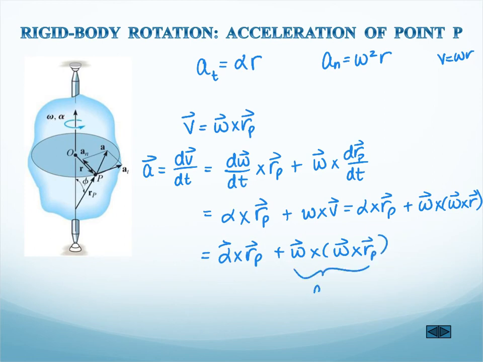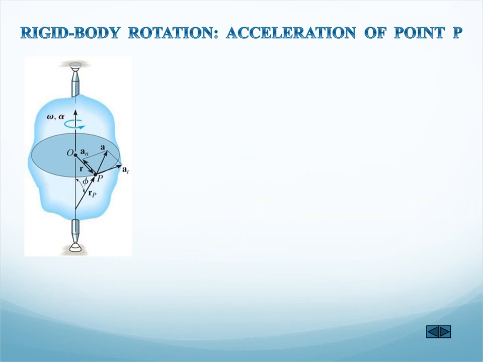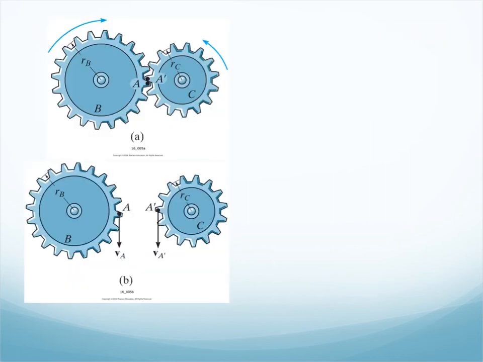This represents the centripetal acceleration, and this represents the tangential acceleration. So the total acceleration is the sum of these two components, which we've now been able to write in a vector format. Something for us to remember, that we can use later.